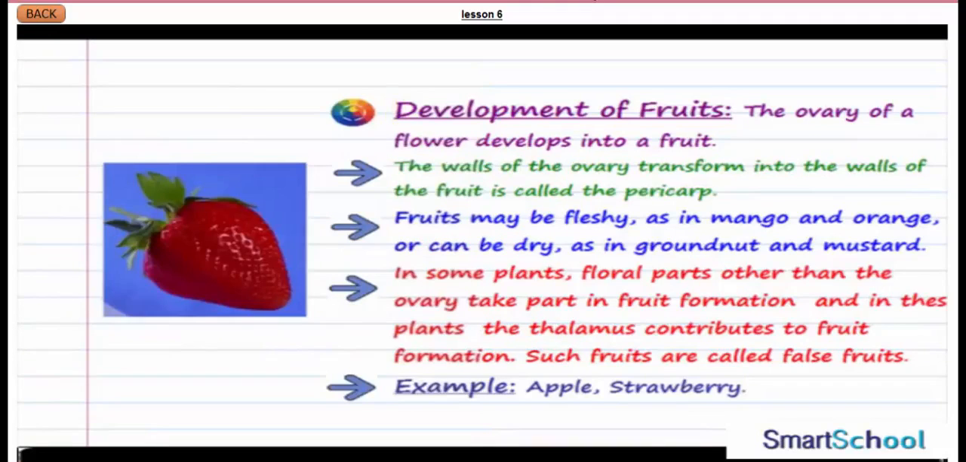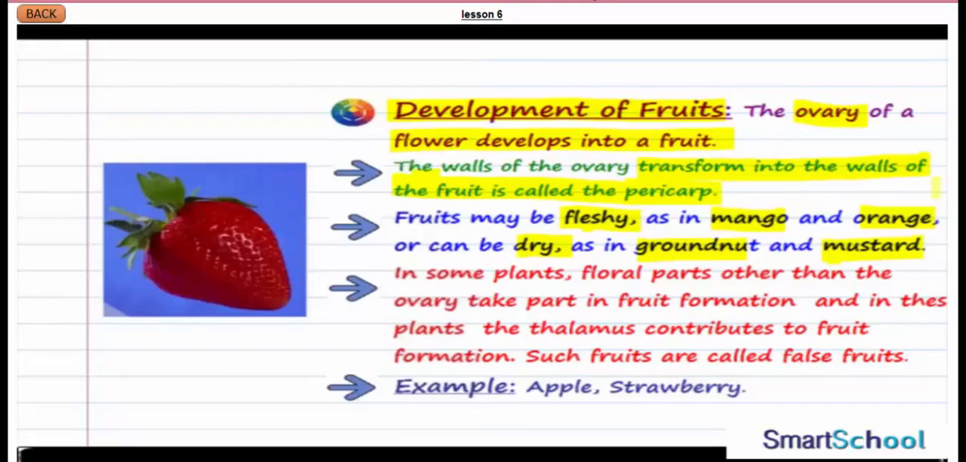Okay, now we'll study about the development of fruits. The ovary of a flower develops into a fruit. So the ovary develops into a fruit. The walls of the ovary transform into the walls of the fruit, which is called the pericarp. So pericarp is the term given to the walls of the fruit which have transformed from the walls of the ovary. Fruits may be fleshy as in mango and orange, or can be dry as in groundnut and mustard.